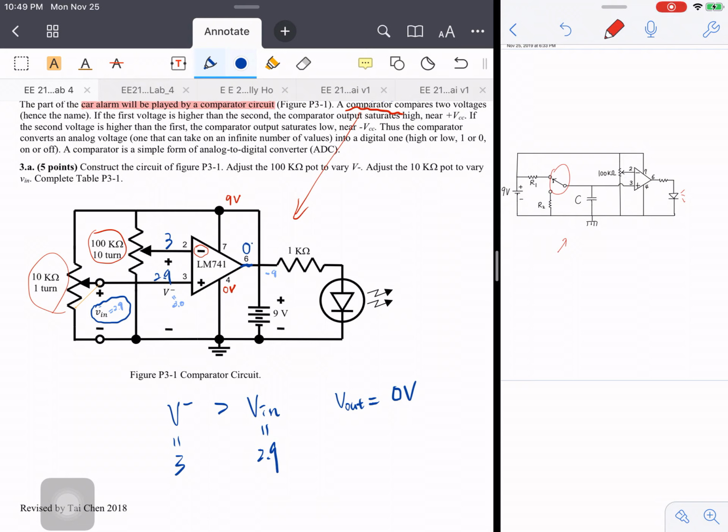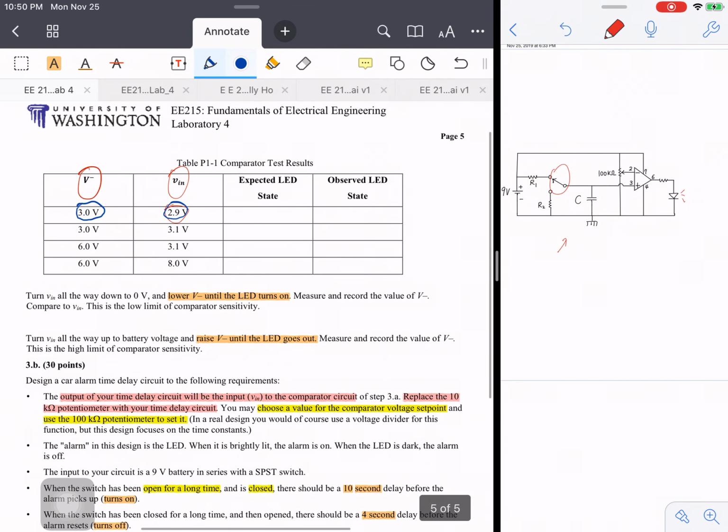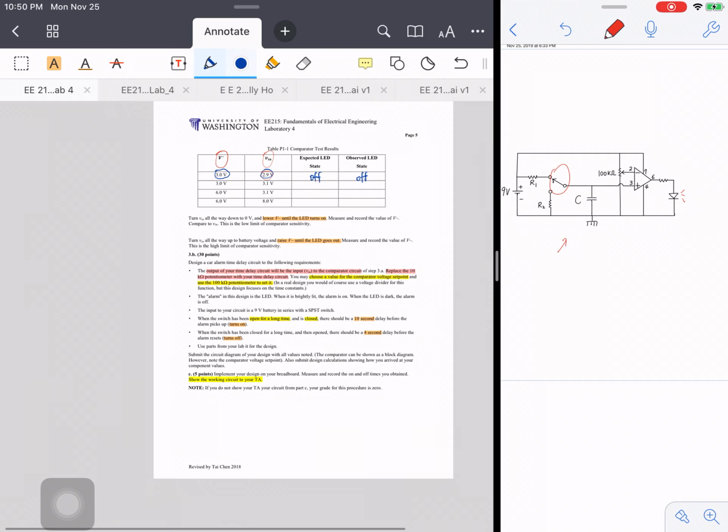So if this is 0 volt, the 0 volt means this is minus VCC. And we know that the turn on voltage for the LED is roughly, I don't know, for example, 3 volts. So in this case, it cannot be turned on. So this is off, and this is also off. So this is the rough idea. You fill out this table.